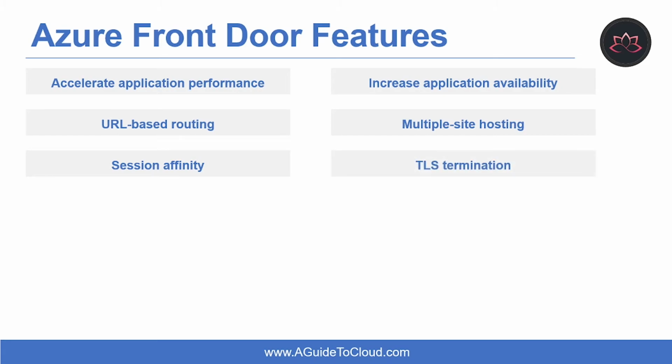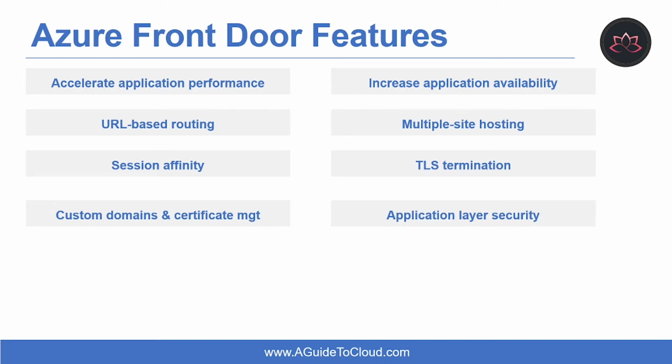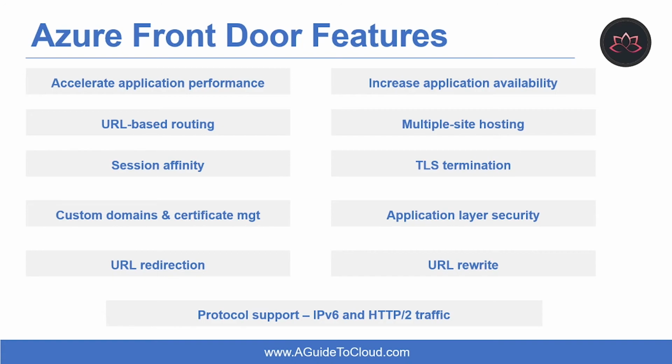The next one is TLS termination. Front Door supports TLS termination at the edge. That is, individual users can set up a TLS connection with the Front Door environment instead of establishing it over a long haul connection with the application backend. Another feature is custom domain and certificate management. Then you have the ability to add application layer security, URL redirection, and URL rewrite. And finally, you can use it for protocol support, which includes both IPv6 and HTTP2 traffic.